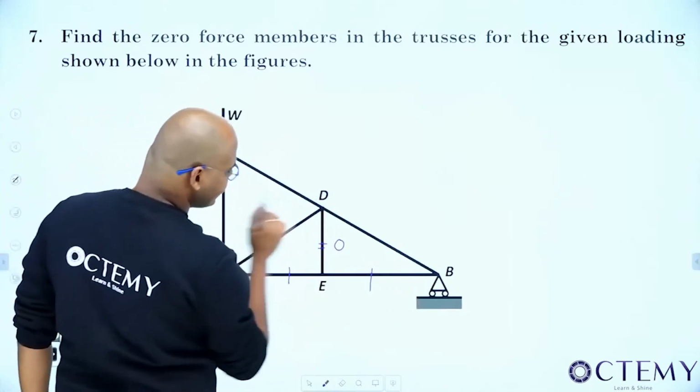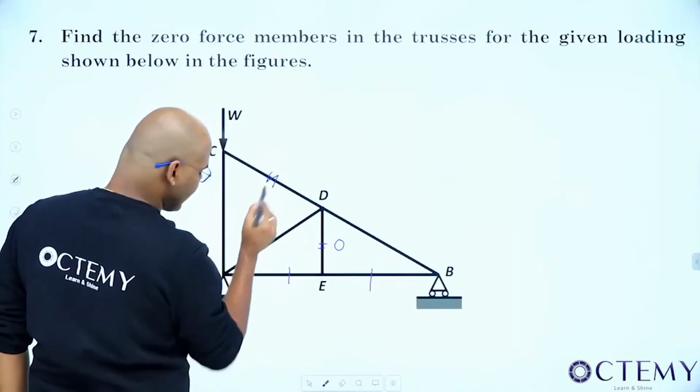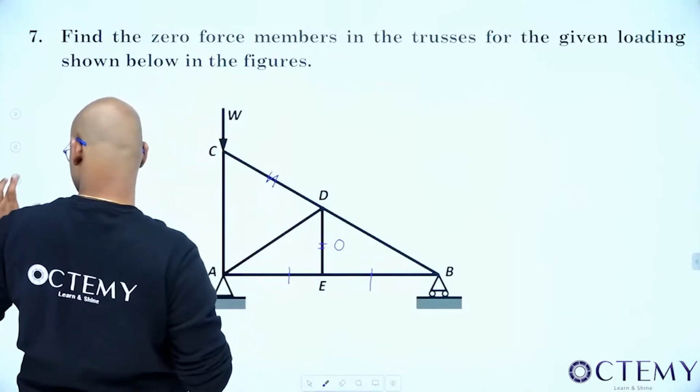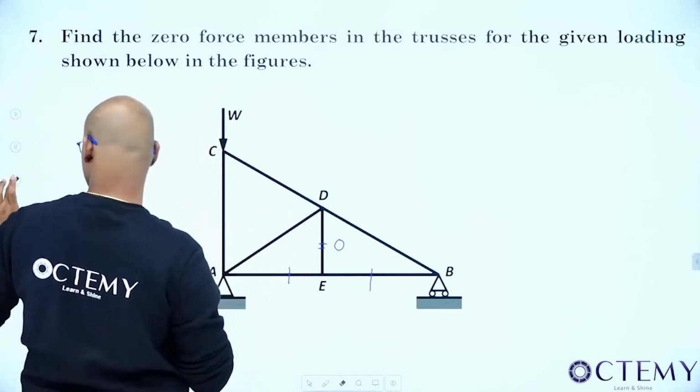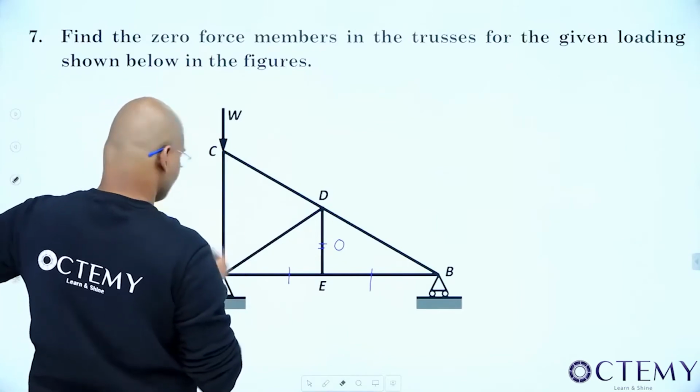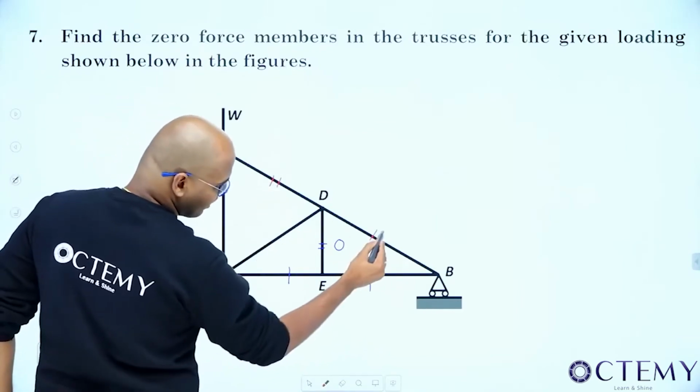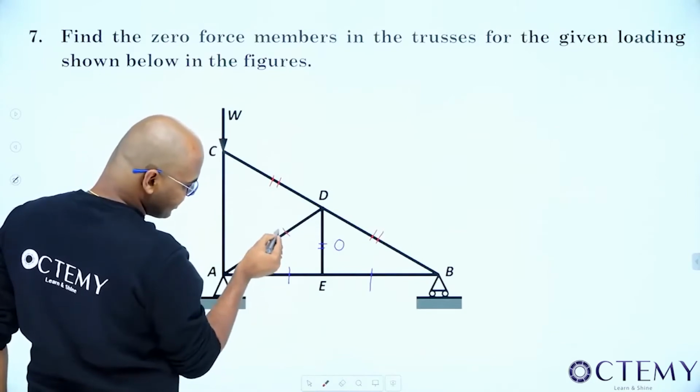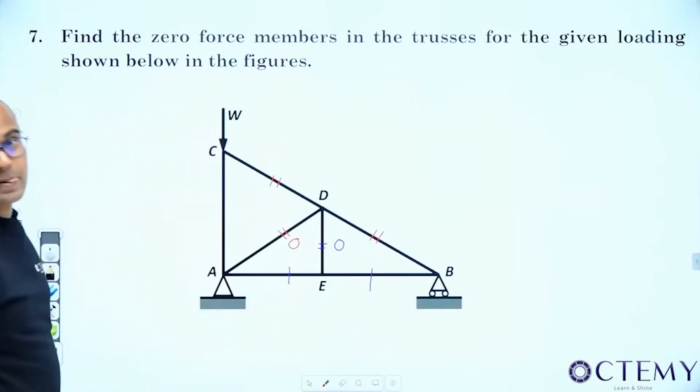These two are in line, CD and DB are in line. So they should have equal force. These two are in line. This is the third member. The third member will become equal to 0.